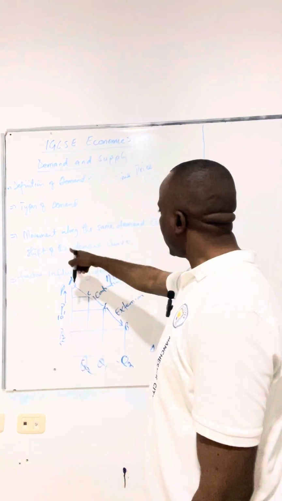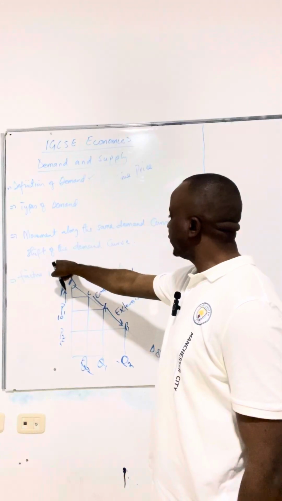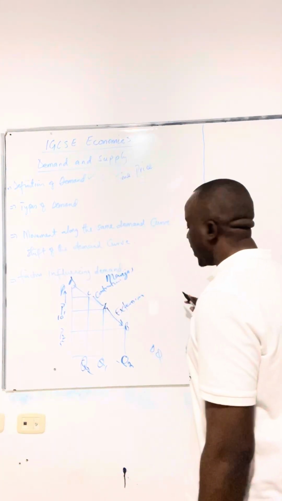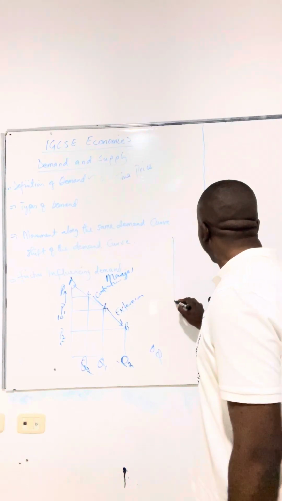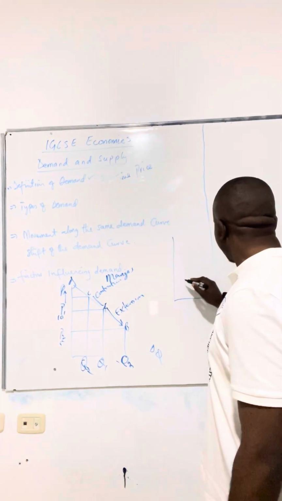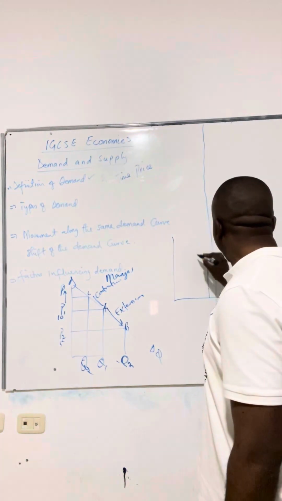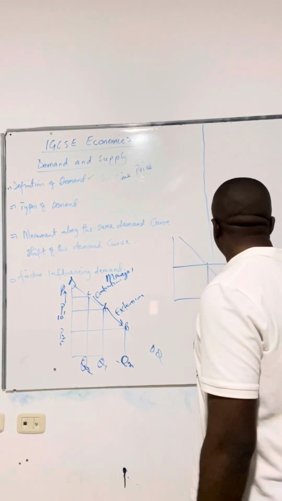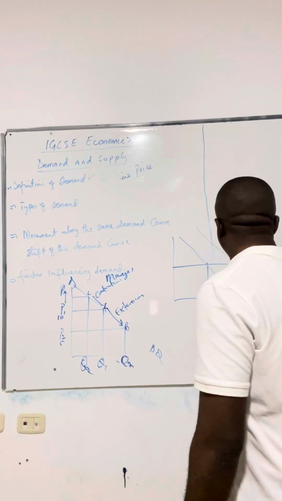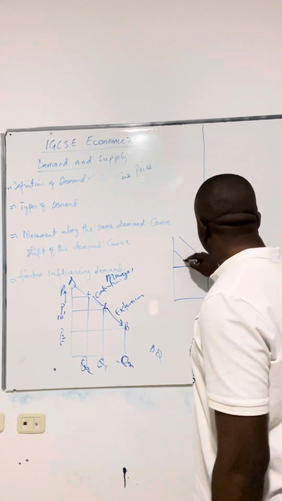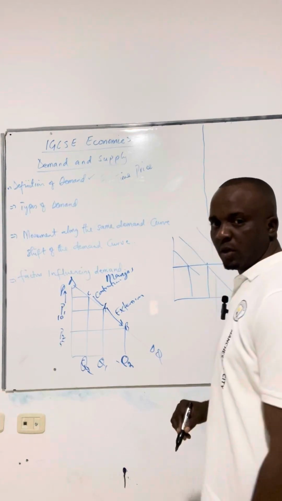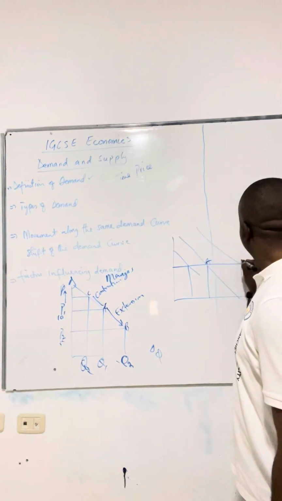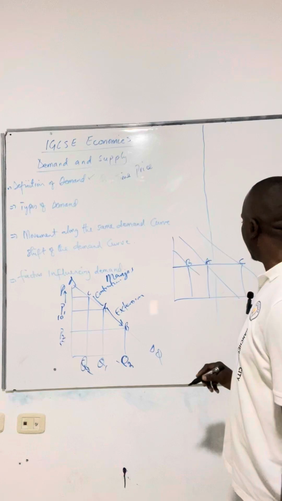So it is different from the shift of the demand curve from its original position to an entirely new one. It has a diagram like this. And then you have another one here. So you see, this is different. For example, this is point A, point C, point B.